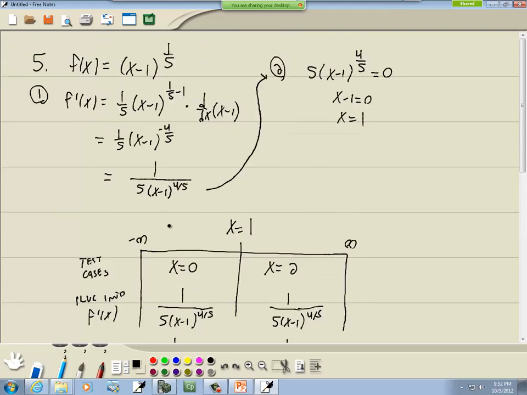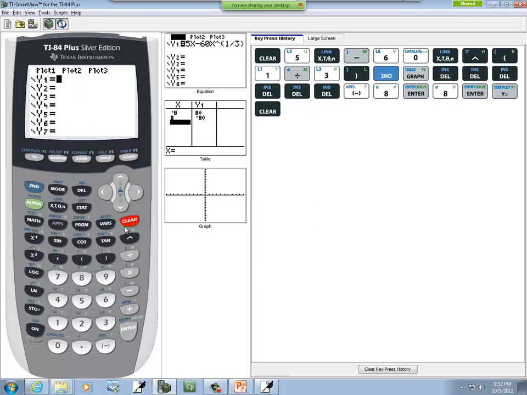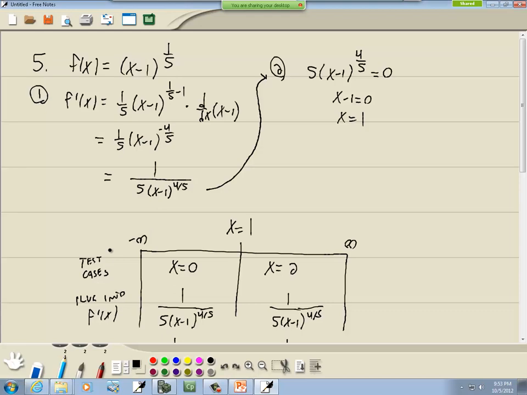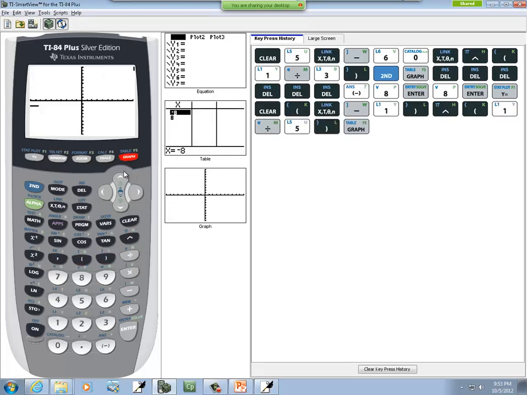Well, let's look at it and just see what the original graph looks like. If I go to y equals and press clear, I do beginning parentheses x minus 1, closing parentheses caret, and since I have more than a single number or a single variable in my exponent, I had to put parentheses around it. So I put beginning parentheses 1 divided by 5, closing parentheses, and let's push graph. Okay, there it is increasing. Then all of a sudden it's straight up and down at a certain point, and then it's also increasing. So yeah, there's no min or max with that.